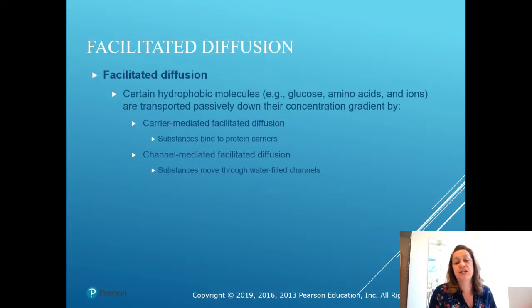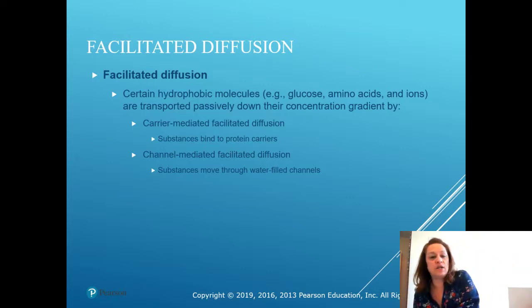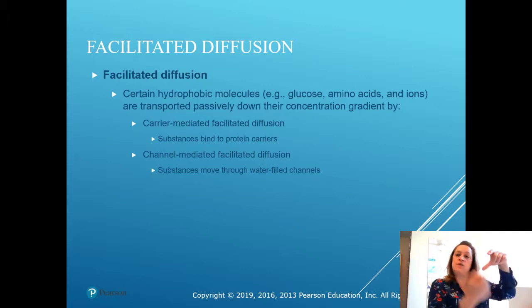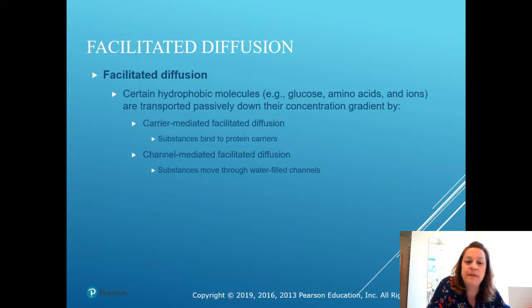When we talk about facilitated diffusion, we can either do a carrier, meaning something carries it across, a protein carries it across, or a channel. It can be literally a door, a tube, a hole, and the substance moves right through the channel. Some sort of protein is helping that across. Glucose, amino acids, ions are the classic examples in human anatomy.